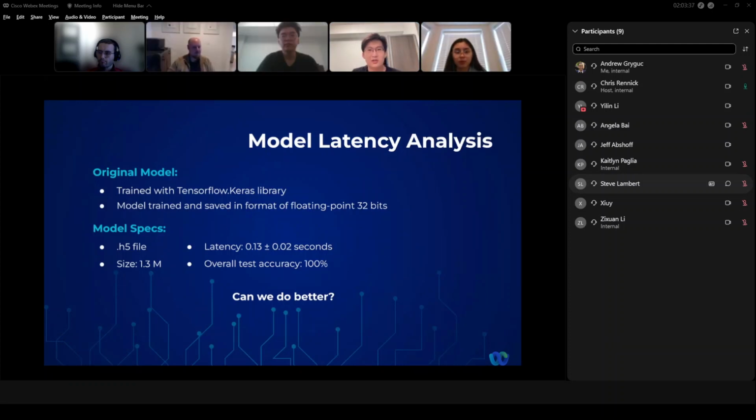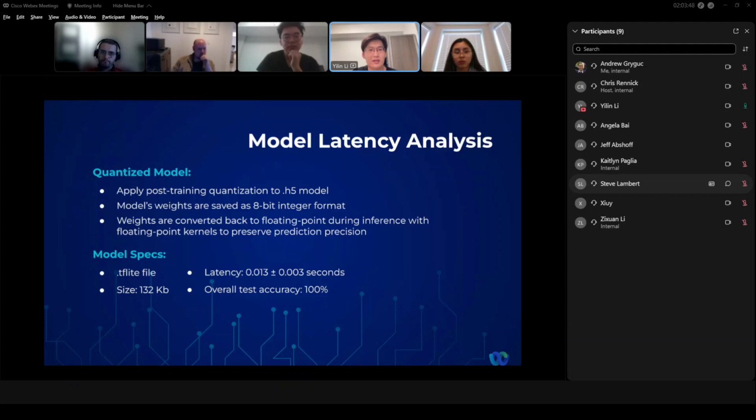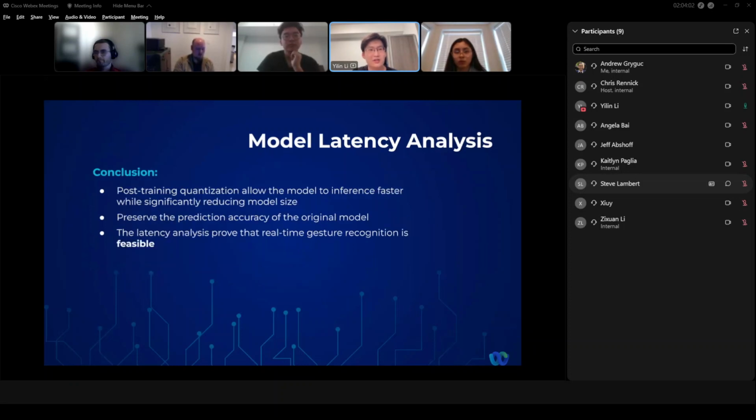Yes. So these are the latency measurements we have for the original model, where the latency is about 0.13 seconds. The size of the model is 1.3 megabytes. And then we apply some quantization techniques to reduce the model size and the corresponding latency. The technique is just to convert the 32-bit floating point format to 8-bit integer. So the conclusion is that post-training quantization allowed the model to run inference faster while significantly reducing the model size. It also preserved the original prediction accuracy. So the latency analysis proved that our real-time gesture recognition function is feasible.